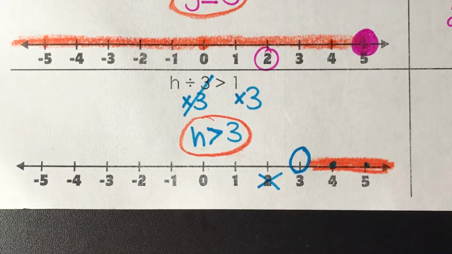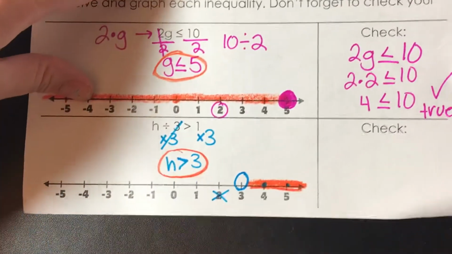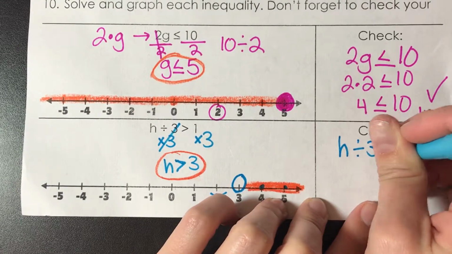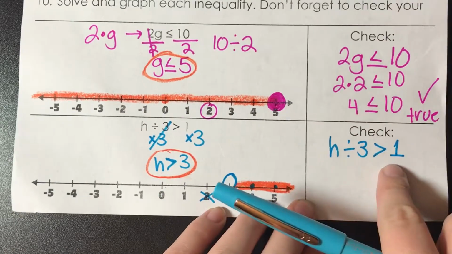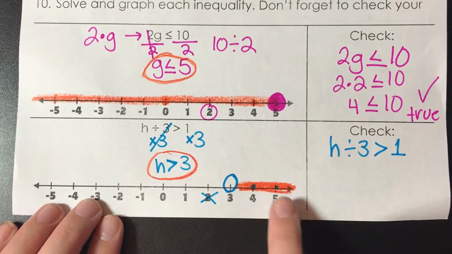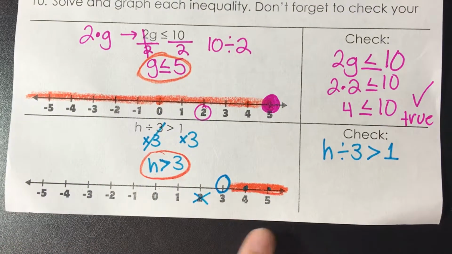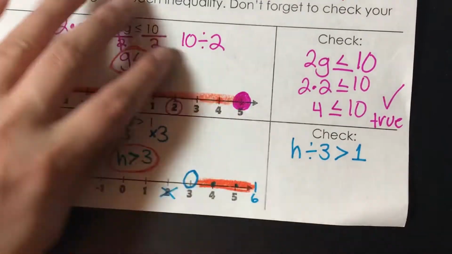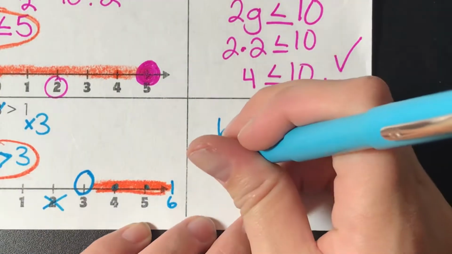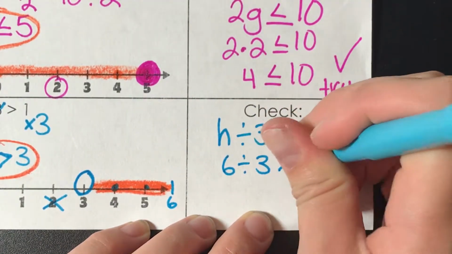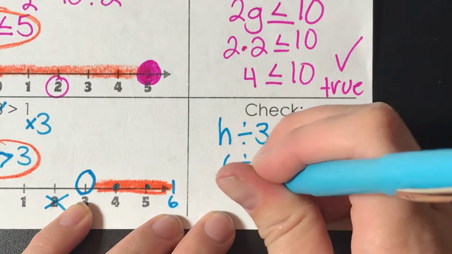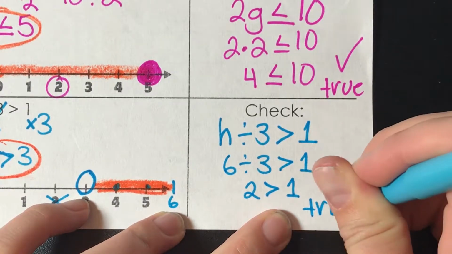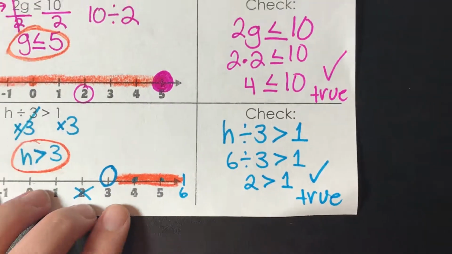So there's my graph. And now I'm going to check using my original inequality. And even though I don't see it, I could pick any number up the number line. In this case, I'm going to go to the next number I would have seen there, which is 6. I'm going to see if 6 would work. So instead of H divided by 3, I'm going to do 6 divided by 3. 6 divided by 3 is 2. Is 2 bigger than 1? Yes. That is true. All right.